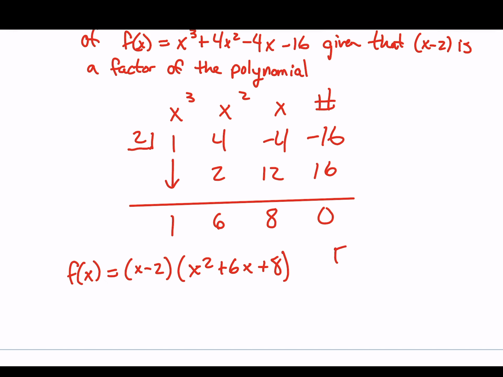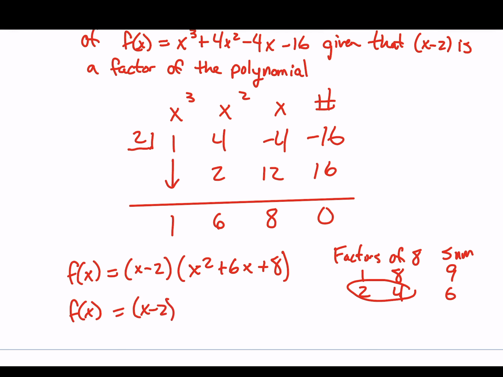Well, let's look at the factors of 8. Because our leading coefficient is 1, we only have to look at that. So our factors of 8 are 1 and 8, 2 and 4. And our sums there are 9 and 6. So the pair we want is the 2 plus 4. So f of x is equal to x minus 2 times x plus 2, x plus 4.